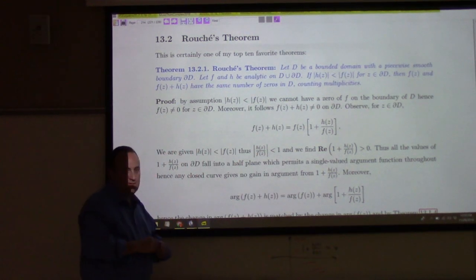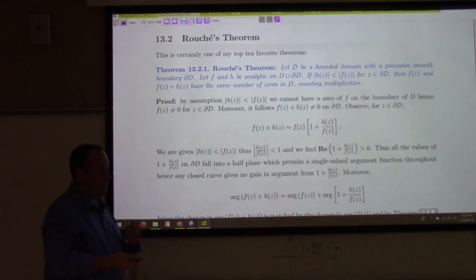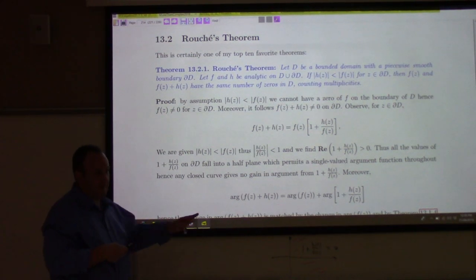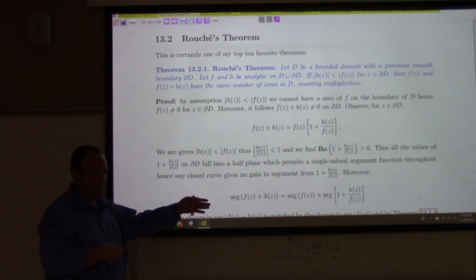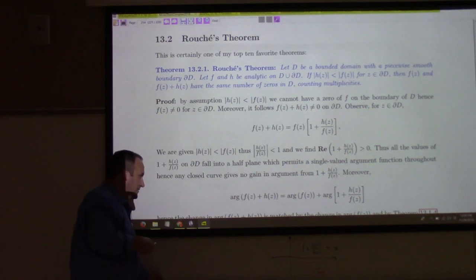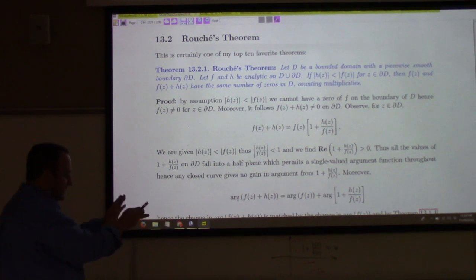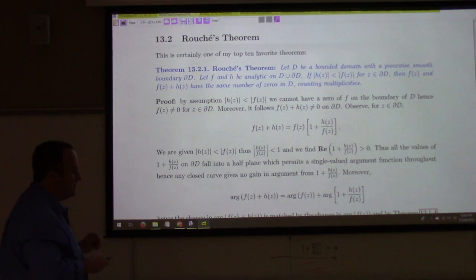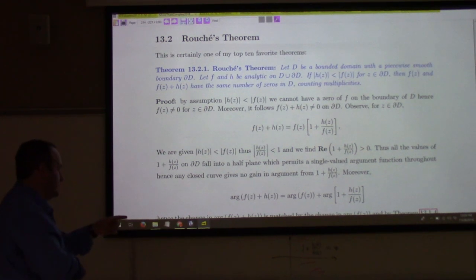And so you could use inverse tangent of the imaginary part over the real part of w to define the angle there. And there's no jumps. So there's a single argument function that can be continuously applied to the 1 plus h over f function, where z is being taken from the boundary of D. Right? Yes, exactly. Well, yes, yes.